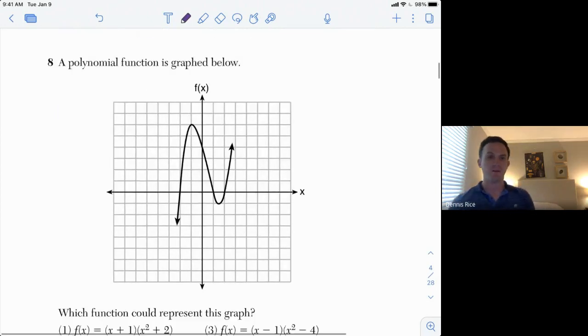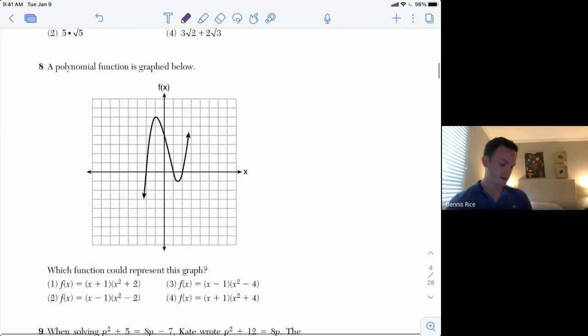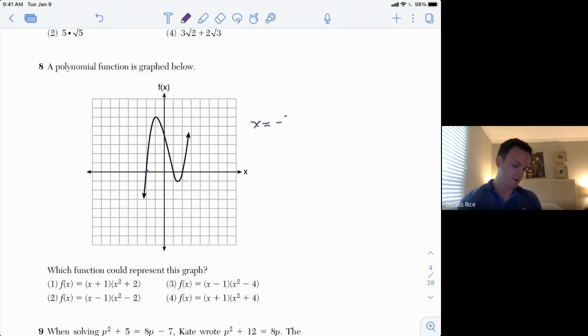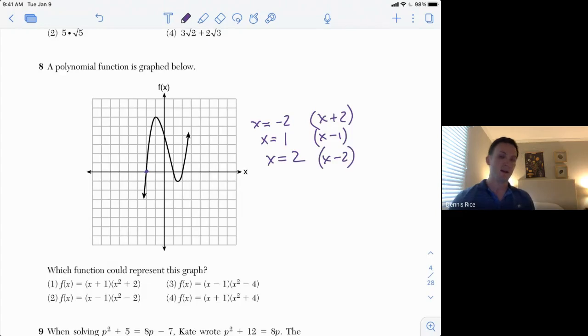For number 8, which function could represent this graph? You've seen this question a few times now. I think I threw this on a test, you did this on a review, it's been on other stuff. Let's write down the roots and then unsolve them to figure out what they were as factors. So physically write down your roots, and now which one has these as bubbles? So we got x plus 2, x minus 1, this is the unsolving part, and x minus 2.